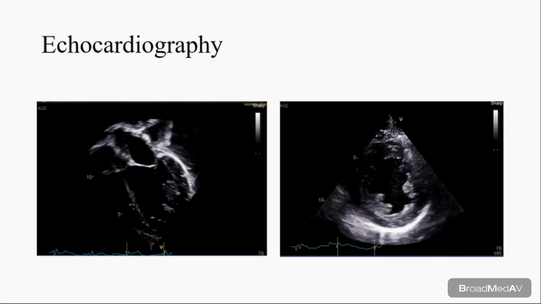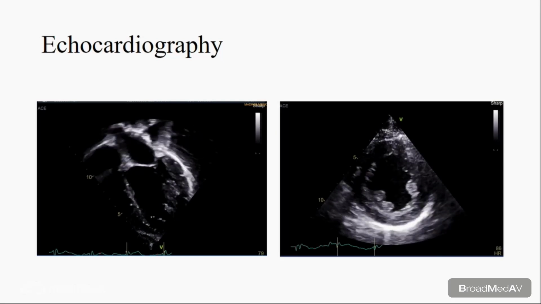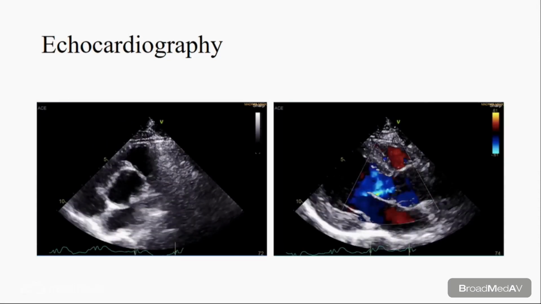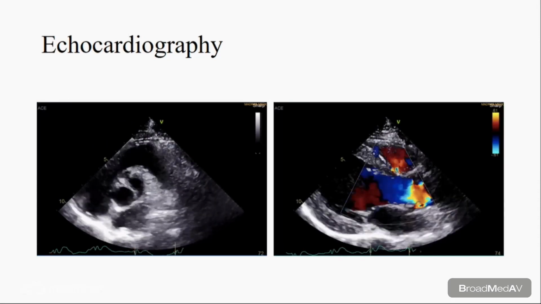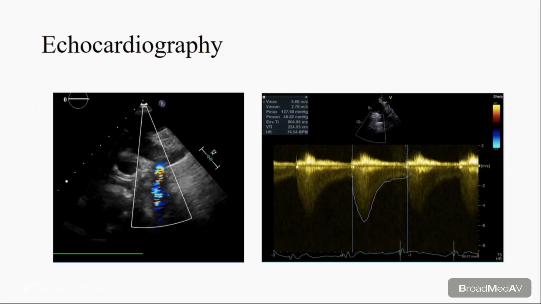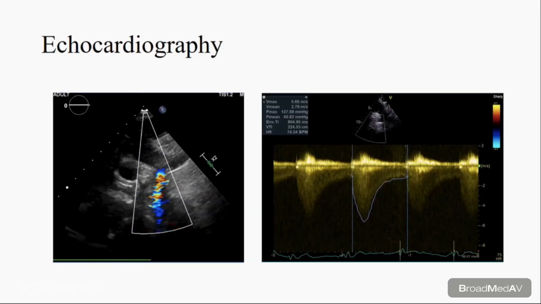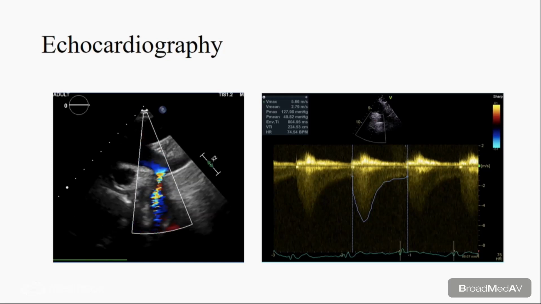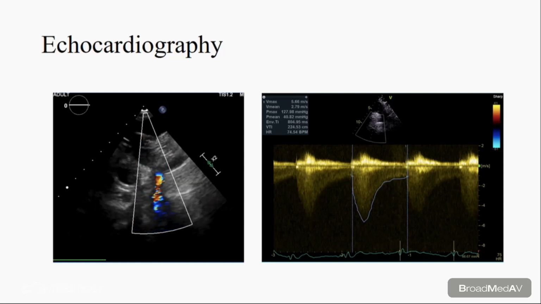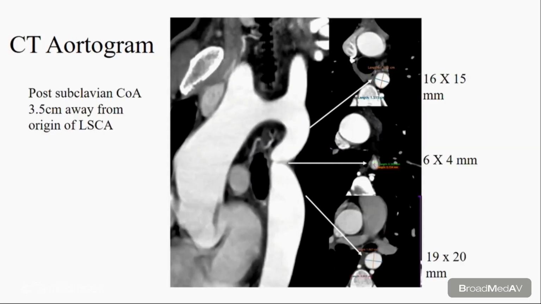His echocardiography in the 4-chamber and short axis view shows significant LV hypertrophy with good ventricular function. He was also noted to have a bicuspid aortic valve with RCC-LCC fusion with mild AR. This is the suprasternal view, which shows post-subclavian coarctation of the aorta, and the pressure trace shows diastolic tailing with a gradient of 128 by 40 millimeters of mercury across the coarctation segment.